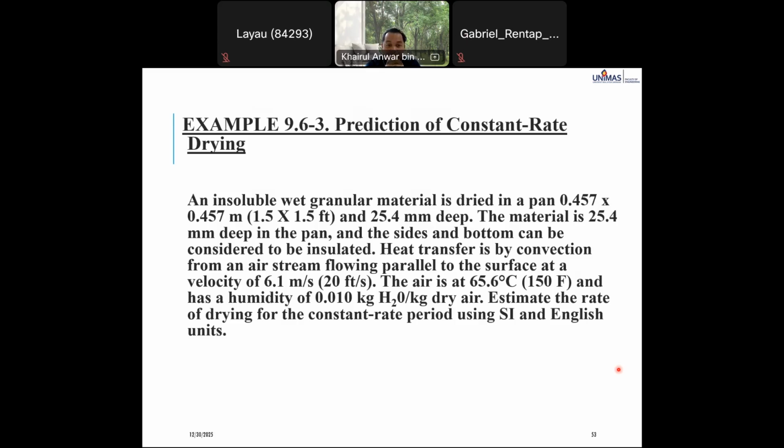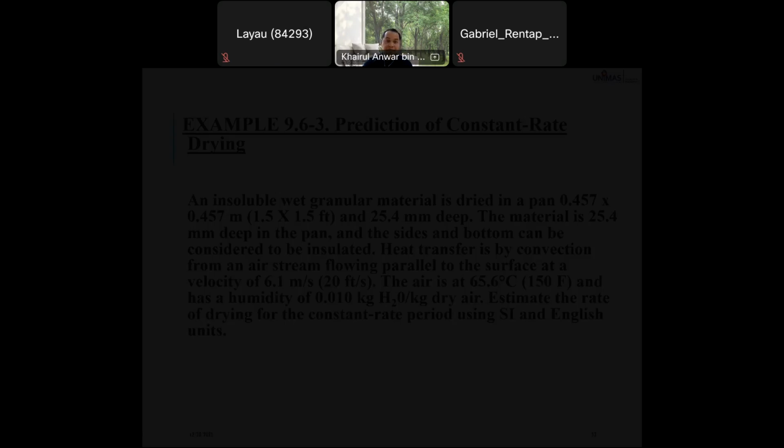The side and bottom can be considered to be insulated. Heat transfer is by convection from an air stream flowing parallel to the surface with a velocity of 6.1 meter per second. The air is at 65.6 degrees C and has a humidity of 0.01 kg H2O per kg dry air. Estimate the rate of drying for the constant rate period using SI unit or English unit.